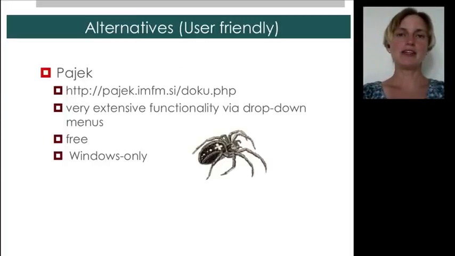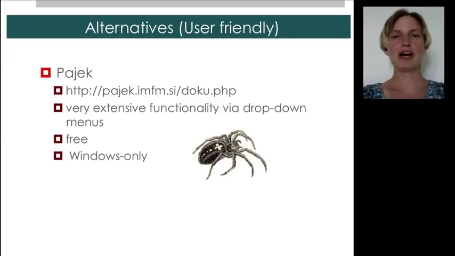There are actually a lot of alternatives, and let me tell you about some of them because once you know what capabilities you like, you can readily find them in other software that may be more well suited to your projects. So there's the software package called Pajek, which means spider in Slovenian. It has been developed for a number of years. It's a very mature software package. It has very extensive functionality, which you access through drop-down menus.